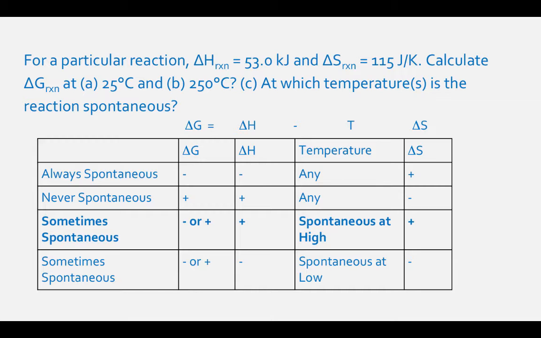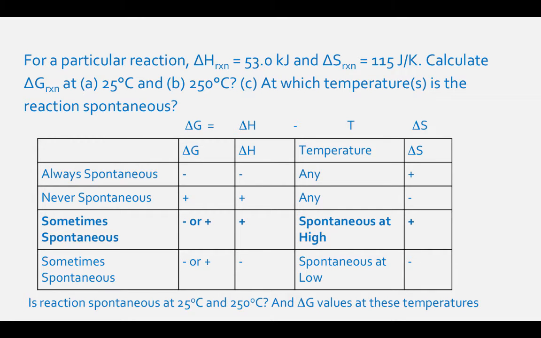But first, let's analyze the different scenarios they give us with the table we developed before of the signs of these variables. Since both delta H of the reaction and delta S of the reaction are positive, we need to look at the line of the table where both are positive. This line tells us that this reaction is sometimes spontaneous, and it will be spontaneous at high temperatures. So we need to determine if this reaction is spontaneous at 25 degrees Celsius or at 250 degrees Celsius, and what the values of delta G are at these temperatures.